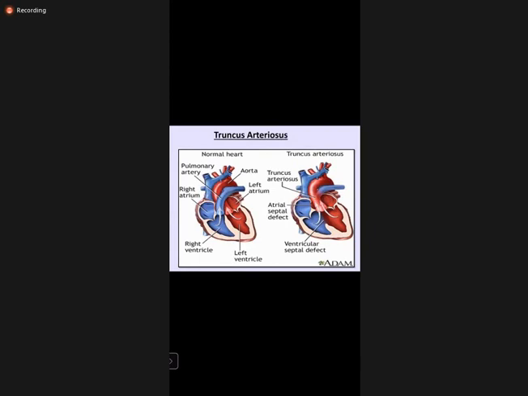In this picture, you can see on the left side there is a normal heart, and on the right side there is a heart with truncus arteriosus. Here you can see there is a large great artery, the truncus, because of failure of separation of the pulmonary artery and aorta into separate vessels. Because of the failure of separation, there is a single great artery with a single valve, which is called the truncal valve, and below that there is a large VSD, which is mostly present.